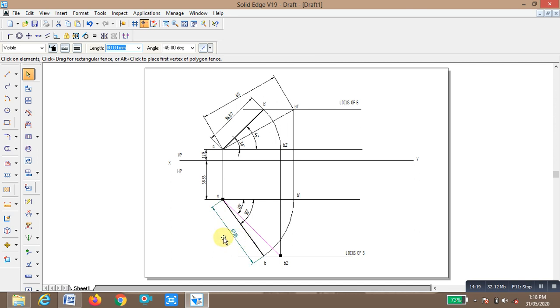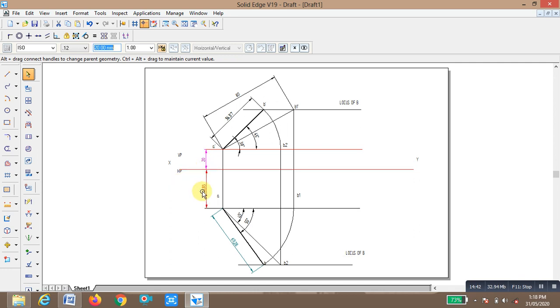Here the length has changed somewhat, so you have to set it properly. Above the XY line it is 20 mm, and this is 30 mm. While you are setting, it changes slightly. Once again cross-verify, and set it properly before taking the printout.